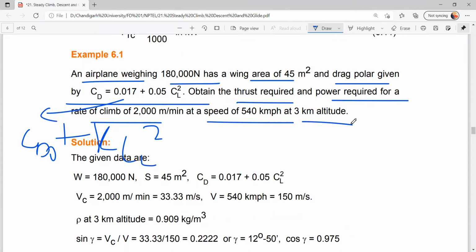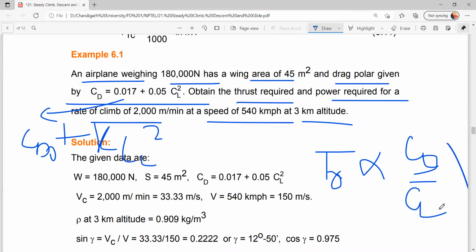Before entering into the problem, you have to remember one thing. The thrust required formula is not going to be the same as what we have done for cruise level, because the thrust value will be different. So the thrust required that we calculated for cruise is not going to be applicable for any other phases. Thrust required is different for climb, and power required is different for climb. So we need to find the formula for thrust required and power required.